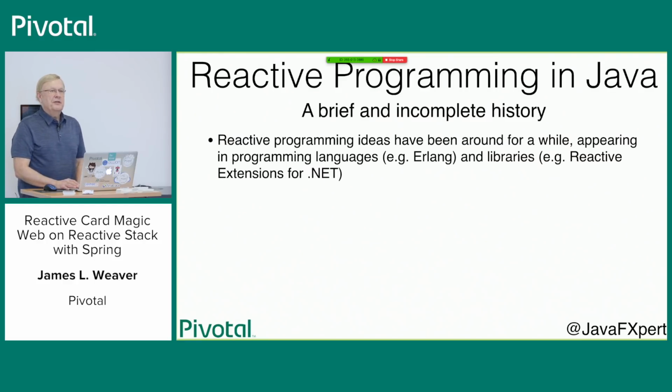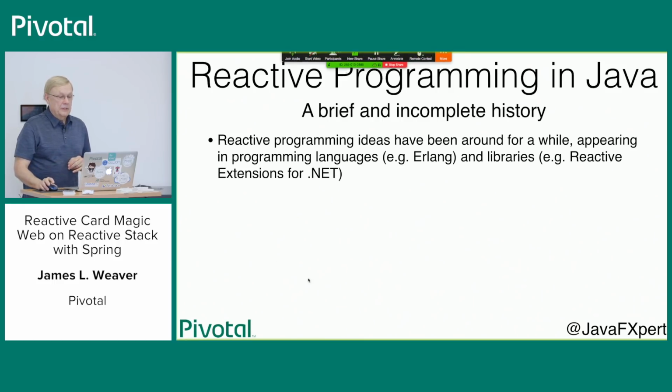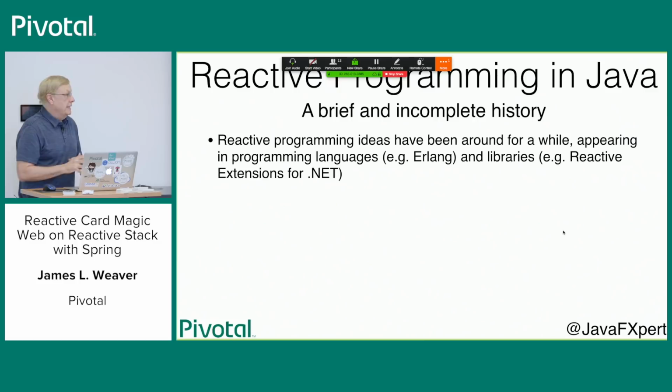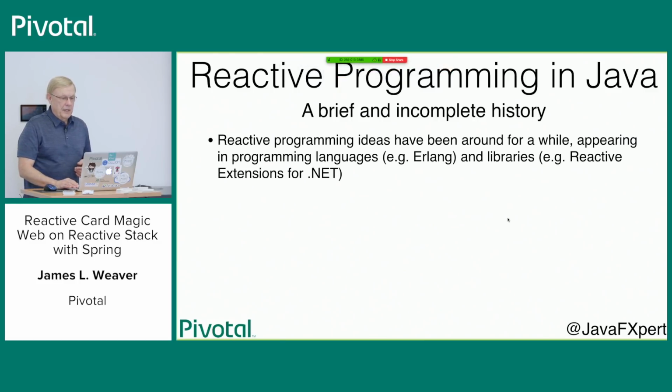So a very brief history of reactive programming in Java. Reactive ideas have been around for a long time. Who's heard of the language Erlang? Okay, yeah. And then in libraries like Reactive Extensions for .NET, Rx.NET. And that was in the 70s. A guy by the name of Erik Meijer created that. I keep losing the screen here.